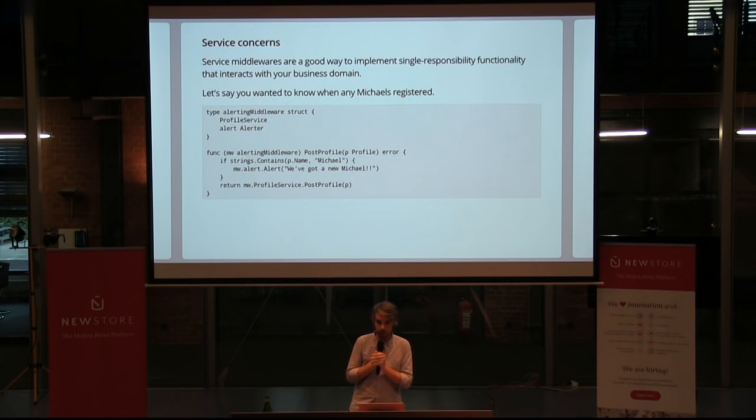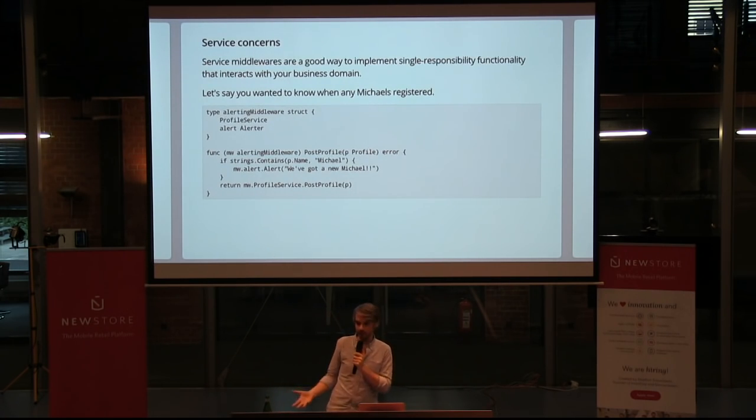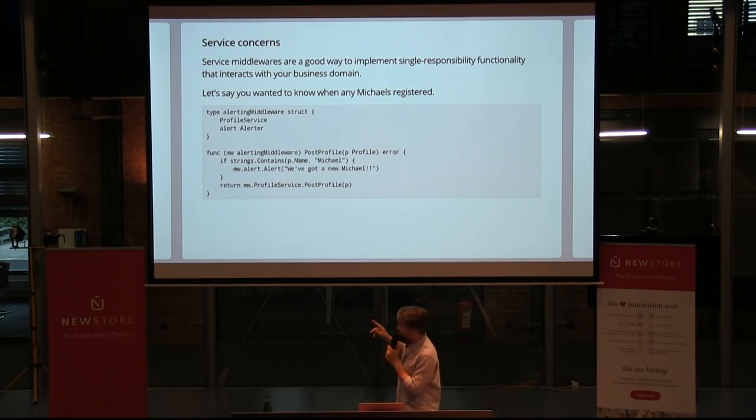Let's say you wanted to know when any Michaels were registered, like we said before. You want to get an alert whenever there's a new Michael on your platform. So you can write an alerting middleware. It's a little struct, as I've done it here. It wraps an existing profile service, and it has this other dependency, which is your alerter. Now, I don't know what that is. Alerter, I guess, is some interface, and maybe it's a database that you write a record into, or maybe it's something that is connected to Twilio and it calls you on your phone or something. The point is that it has this one method called alert right here. And alert, we've got a new Michael, whenever in a post profile, the name contains the string Michael.